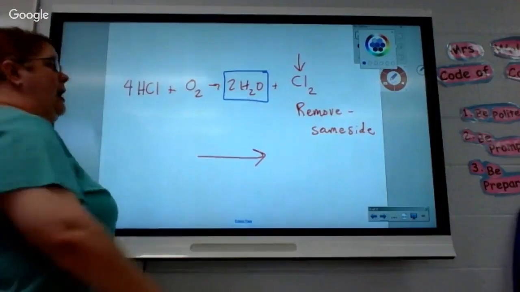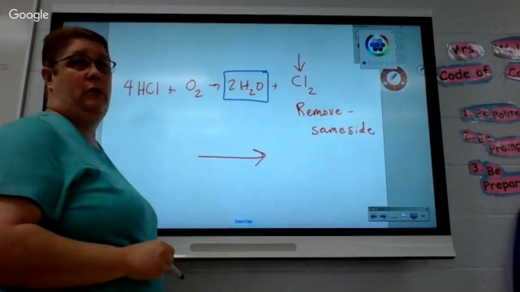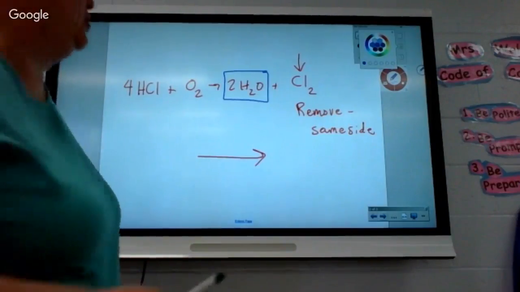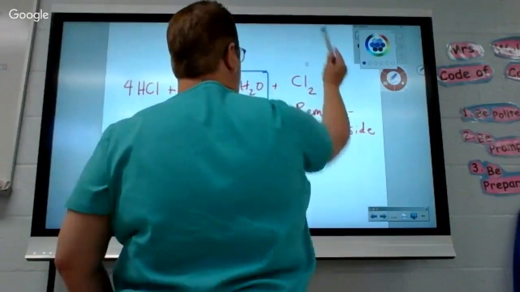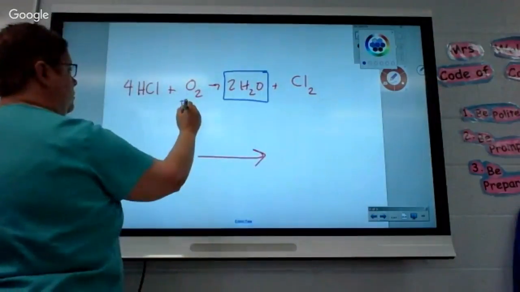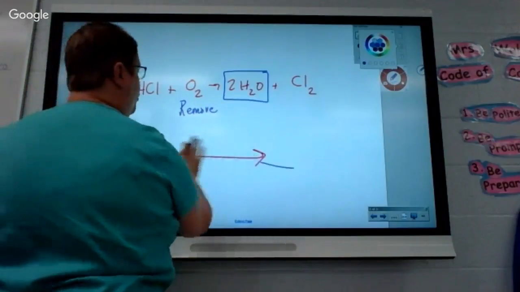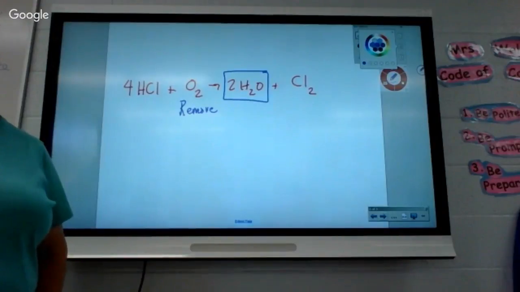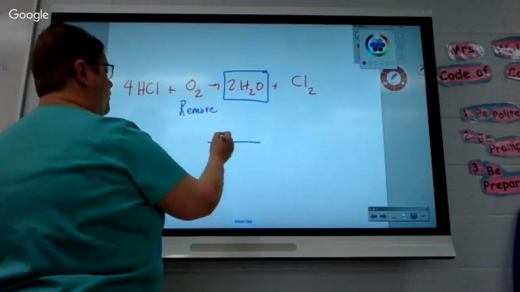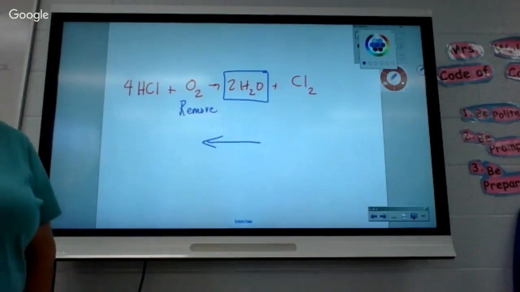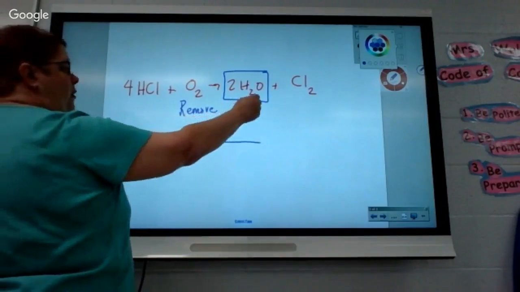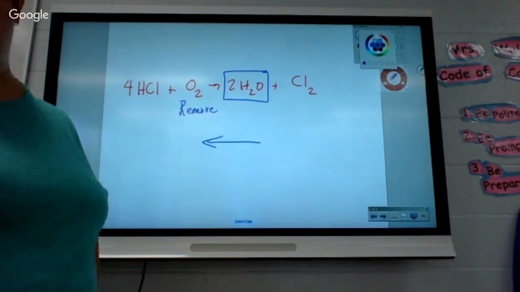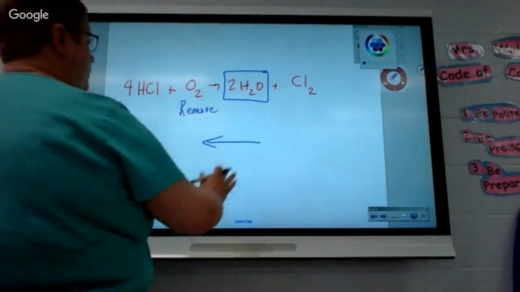So if I shift to the right, what happens to my amount of water? It increases. All right. The next question says to do what? Remove oxygen. All right. So this time, I'm removing oxygen. So the rule is, you do what? If you remove, you go where? Same side. So if I remove, I got to go to the same side. So I have to shift what? Left. What happens to my water if I shift to the left? It decreases.